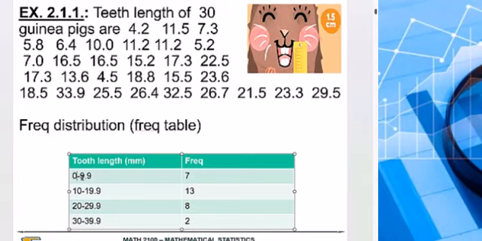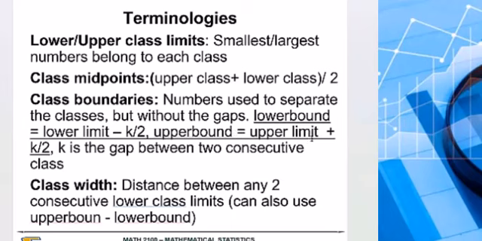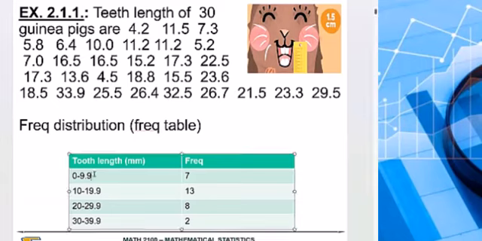For the upper one, it will be the upper limit plus k by 2. The upper limit here is 9.9 and k is 0.1, divided by 2, so you get 9.95. You do the same thing here. The lower will be 10 subtract k by 2, so you go down to 9.95. From here you can see the matching that happened. The upper boundary will be 9.95, and here you go down and get 9.95. Same thing, the upper moves up a little bit to 19.95, and the lower here will be 20 subtract 0.1 divided by 2, which gives 19.95, which is matching. And you no longer have the gap when you look at the class boundary.